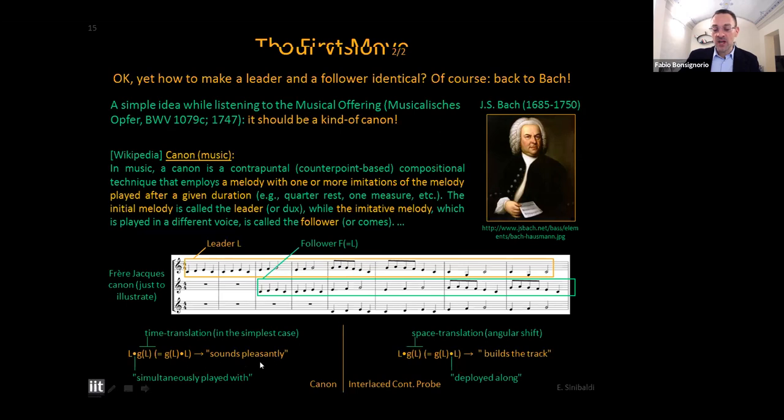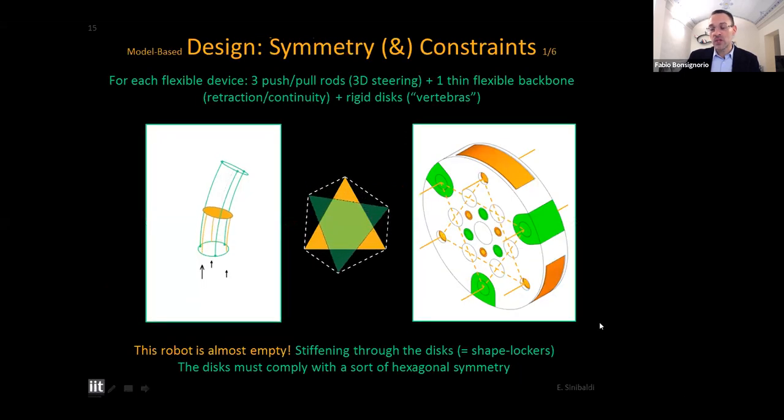Having this in mind, it became clear to me how this could be translated into flexible robotics. So I have a leader that is a flexible tool. And here composition means that each flexible tool is deployed along the other. The follower cannot be a time translation of the leader in this case, but a space translation. In particular, it's an angular shift of the leader. And whenever you compose the follower and the leader, you build the track, meaning that you respect the constraints posed by the simultaneous presence in space of both tools. So this was the move. The music was really the inspiration to give a body to this concept.